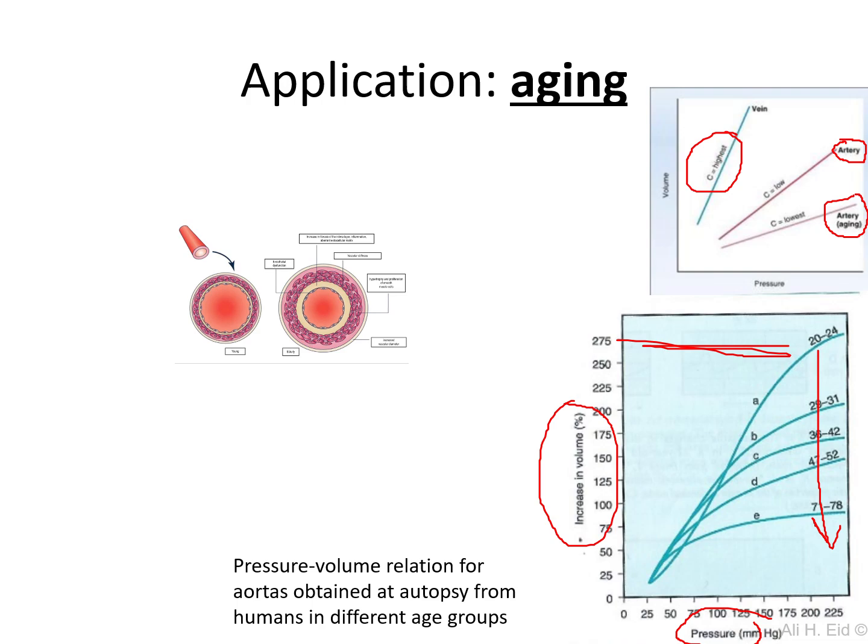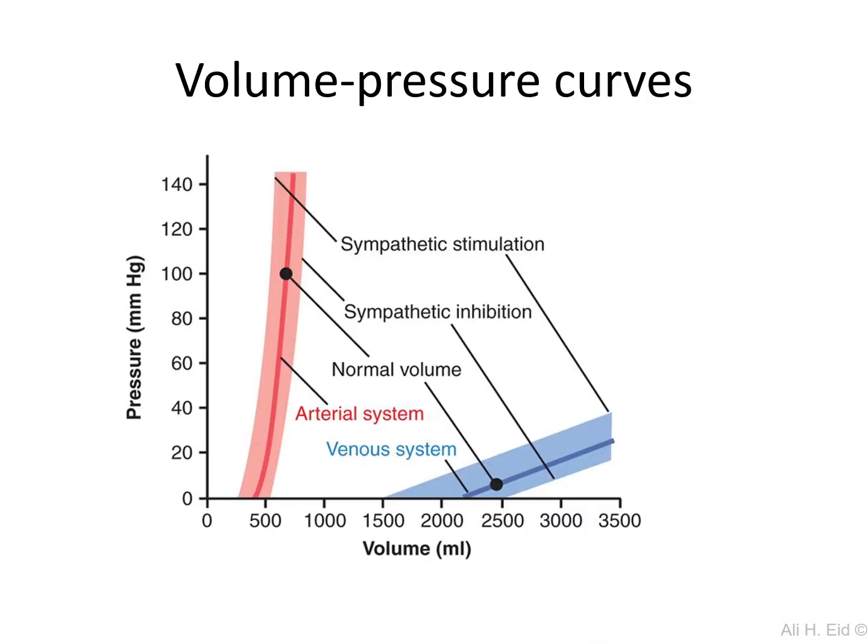These curves show the pressure-volume relationship for aortas. They are obtained at autopsy from humans in different age groups. These are the volume-pressure curves that I was just explaining. This curve can be used to determine something called elastance. Elastance is the inverse of compliance. A vein is more compliant, but an artery is more elastic. I'm going to say that again.